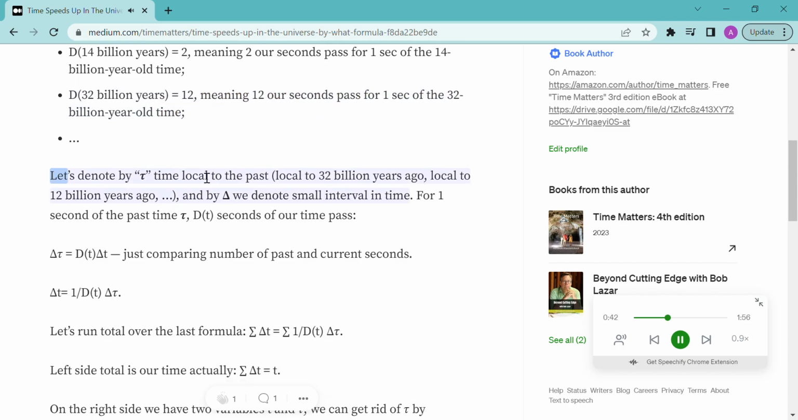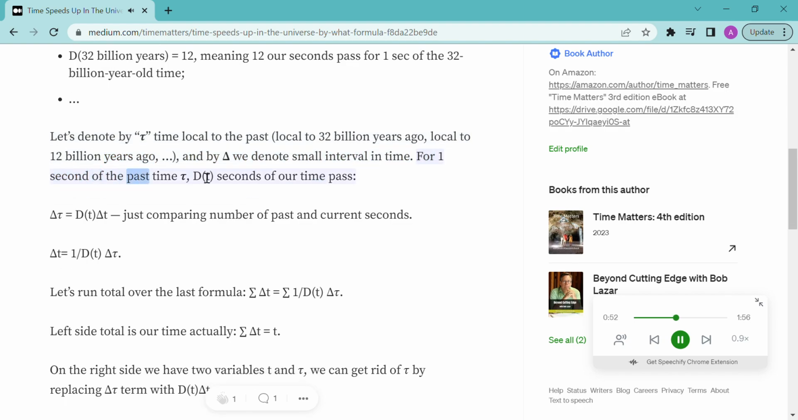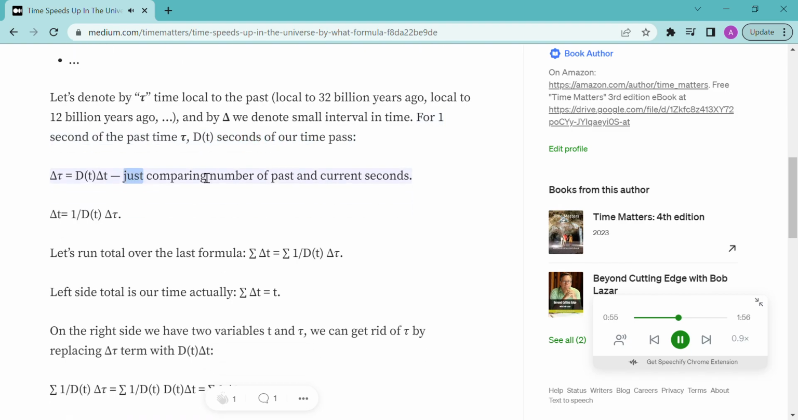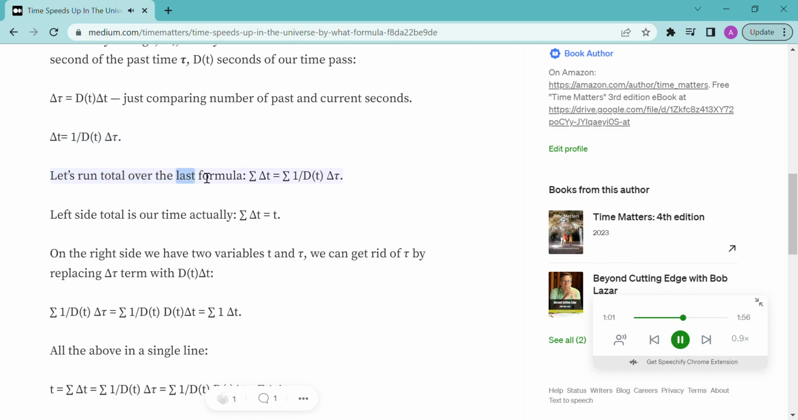Let's denote by tau the time local to the past, local to 32 billion years ago, local to 12 billion years ago, and by delta we denote a small interval in time. For 1 second of the past time tau, d(t) seconds of our time pass. Delta tau equals d(t) delta t, just comparing the number of past and current seconds. Delta t equals 1/d(t) delta tau. Let's run a total over the last formula.